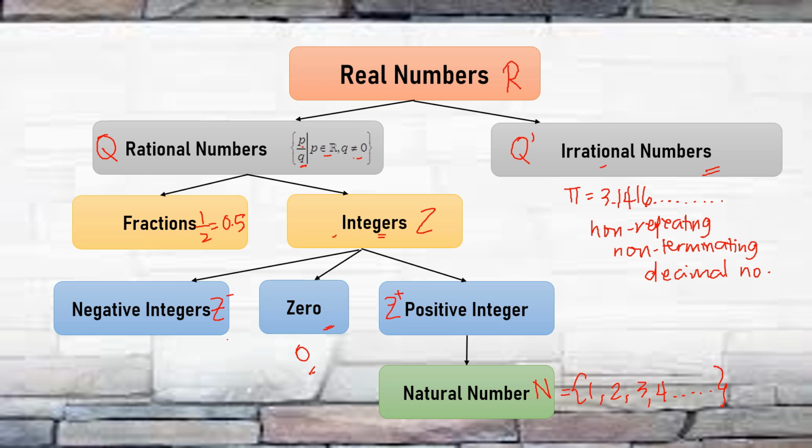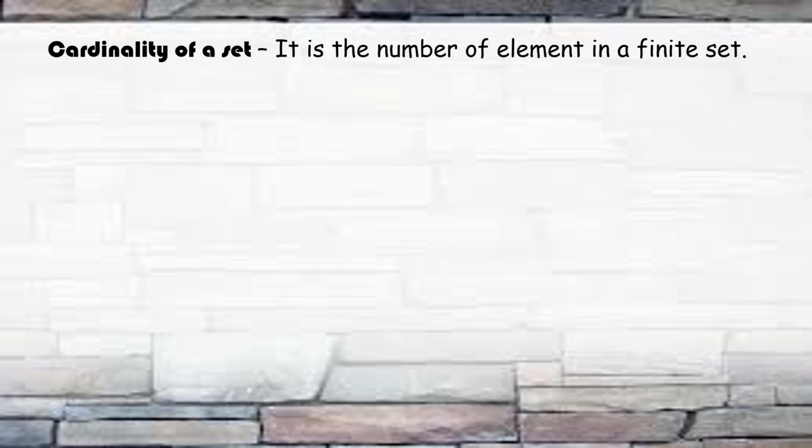Of course, negative integers are negative numbers like -1, -2, -3, and so on. This is the real number system. The next part will be sets or the cardinality of a set. So it is the number of elements in a finite set.